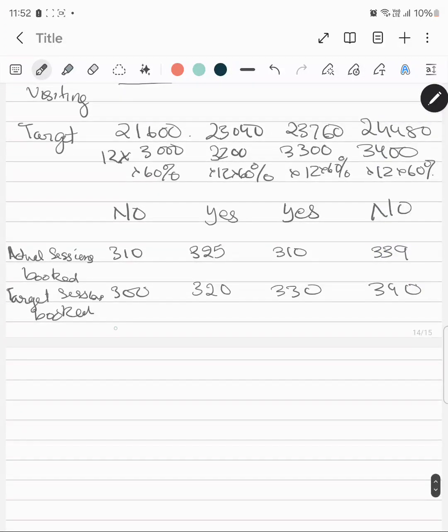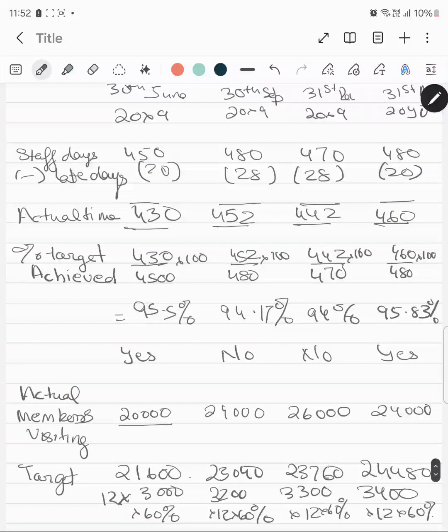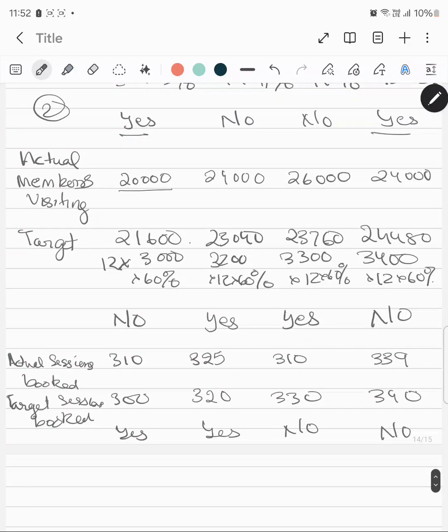Have they achieved the target? Yes. In this case, definitely yes. In this case, no. And in this case, no. So how many targets are getting achieved? In how many quarters are they achieving the targets? 1, 2, 2, 1, 2, 2.